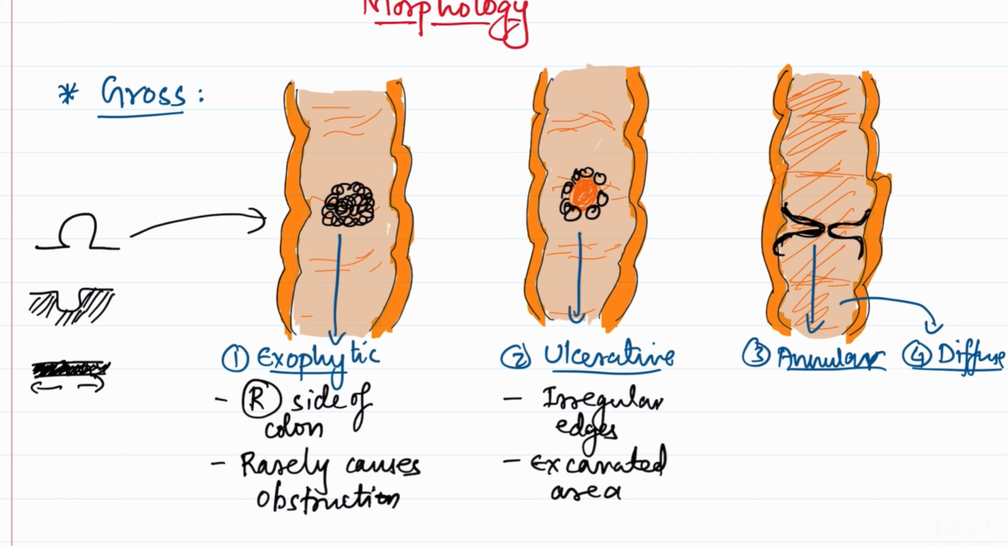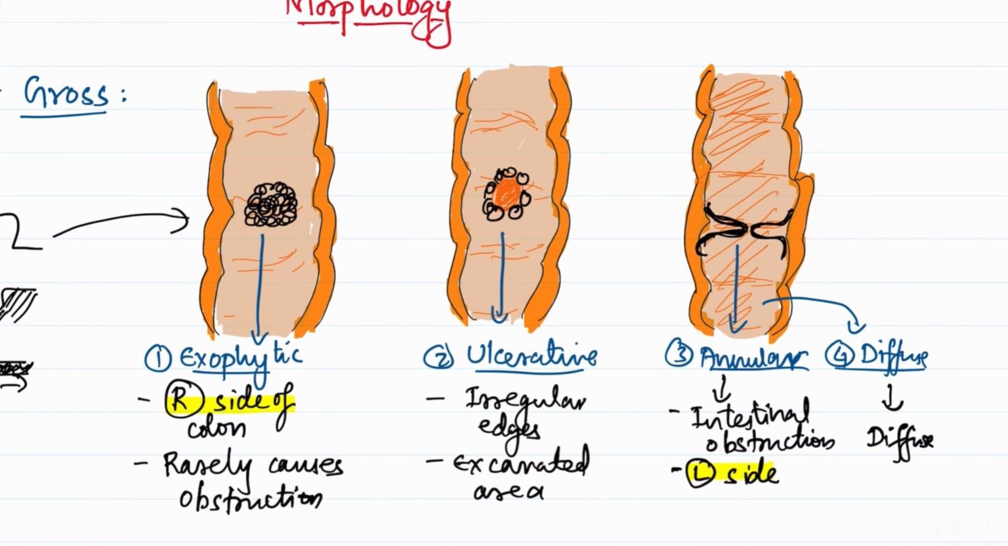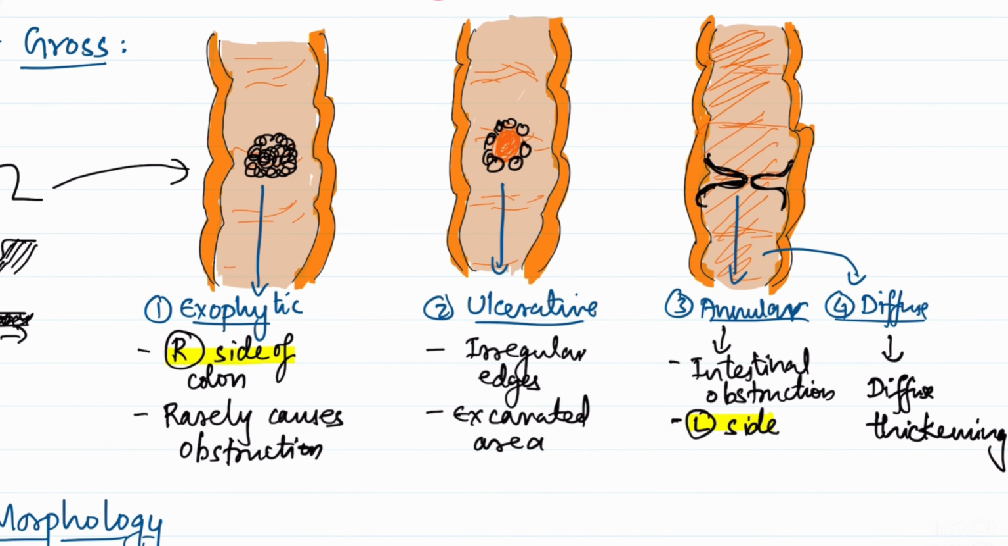When we move on to the annular type, this is actually the most important among these types, because the annular type will cause intestinal obstruction. And secondly, this is more seen on the left side. The exophytic type was seen on the right side of the colon, whereas the annular is seen on the left side of the colon. And finally, we move on to the diffuse type, in which there is going to be diffuse thickening of the colon without formation of a mass. So that's about the 4 gross findings.